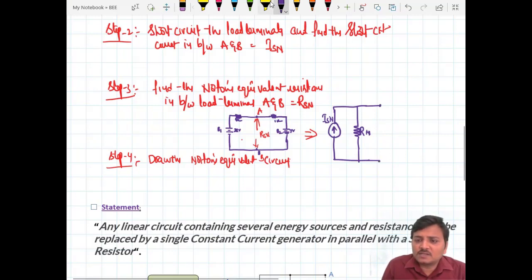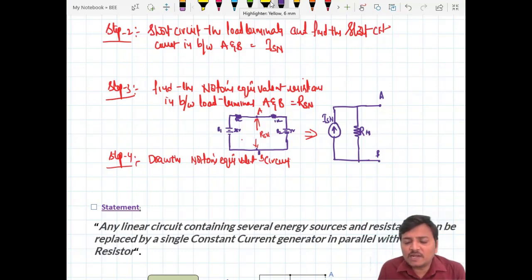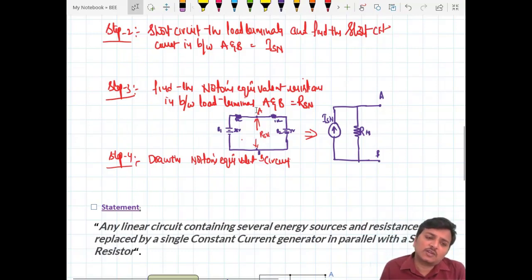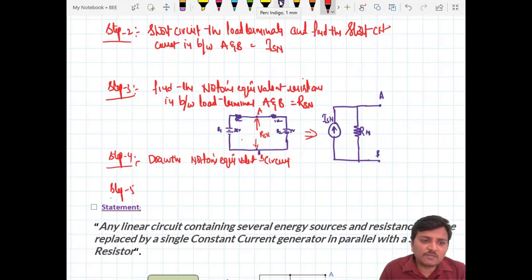Then these are the terminals A and B. So this is the Norton's equivalent circuit, right? So what is the Norton's equivalent circuit? Any complex network can be converted into the equivalent circuit of a single current source, your Norton's equivalent current, and an equivalent resistance RN, which is connected between load terminals A and B. Now we'll move to step 5.